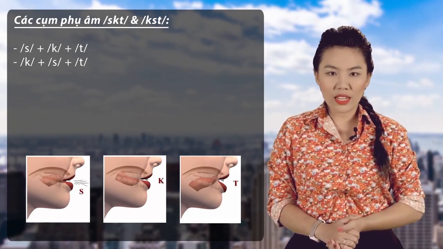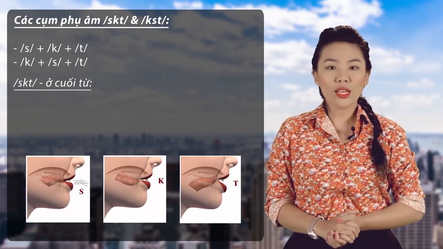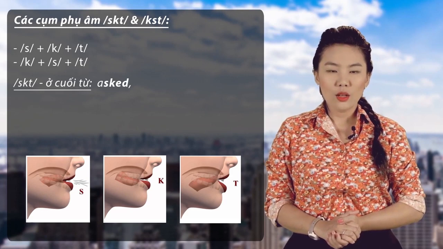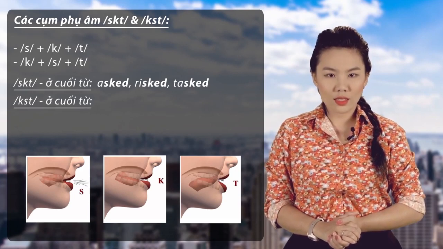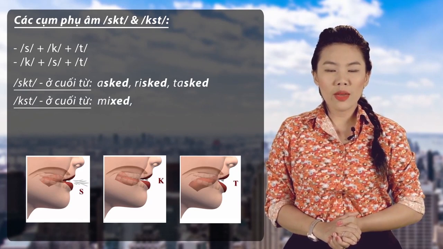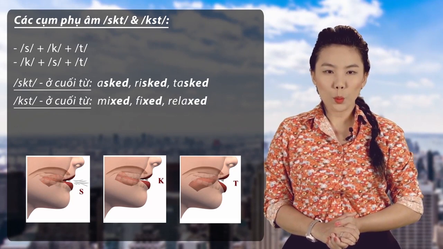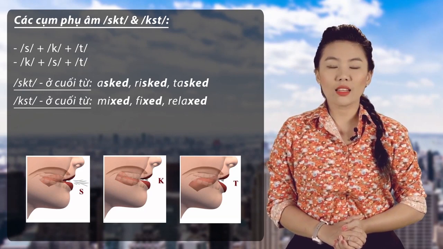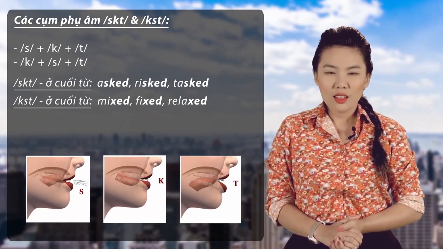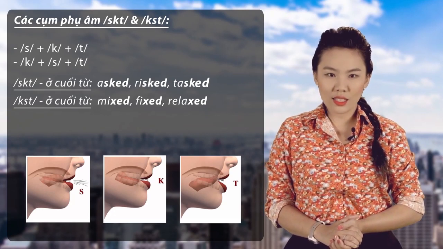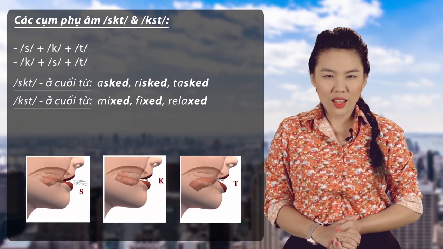Trong tiếng Anh thì các cụm này chỉ xảy ra ở cuối động từ trong thì quá khứ đơn. Ở cuối các từ như asked, risked, tasked. Và tổ hợp ở cuối các từ như mixed, fixed, relaxed. Chúng ta nói âm dài để nhớ rằng đây là âm quan trọng cần phải được phát âm. Asked, risked, tasked, mixed, fixed, relaxed.